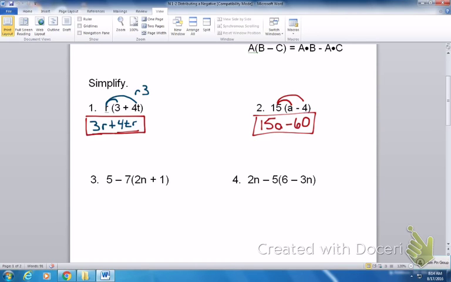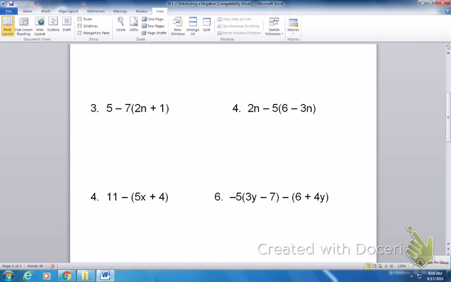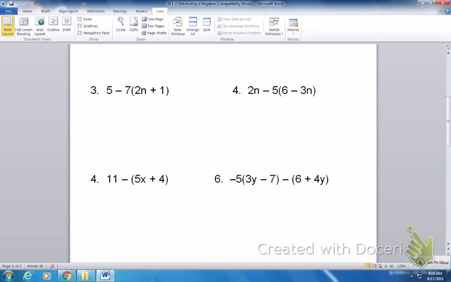All right, let's go ahead and look at number 3. I'm going to scoot down a little bit here. Number 3 looks more complex, but it really doesn't add a whole lot to it. I have 5 minus 7 times (2n plus 1). So what I'm going to have to do this time is pay attention to this subtraction in front of 7. Essentially what that means is we're going to be distributing negative 7 over these parentheses. But the 5 is all by itself, so it doesn't change in our first step.